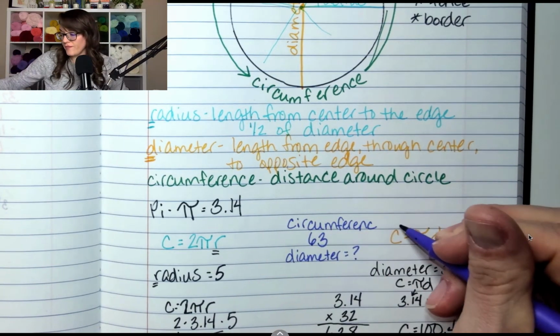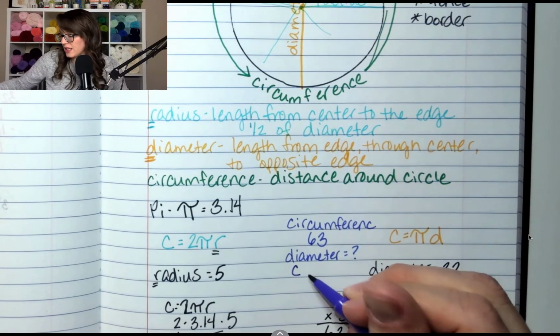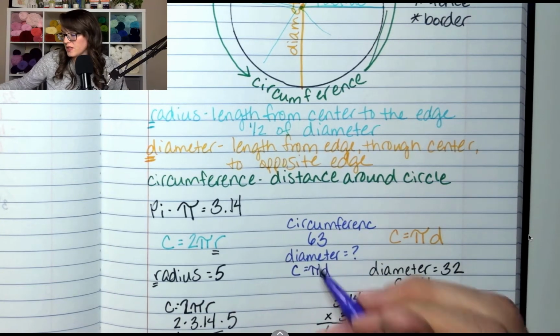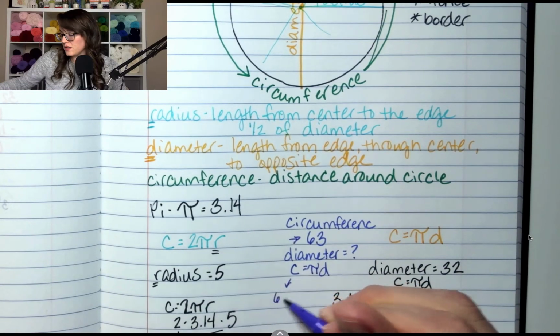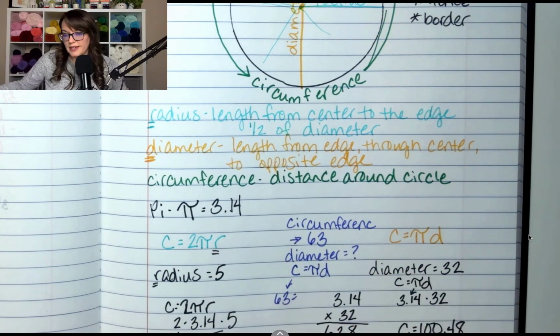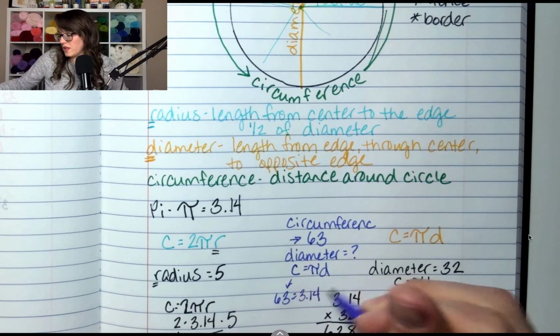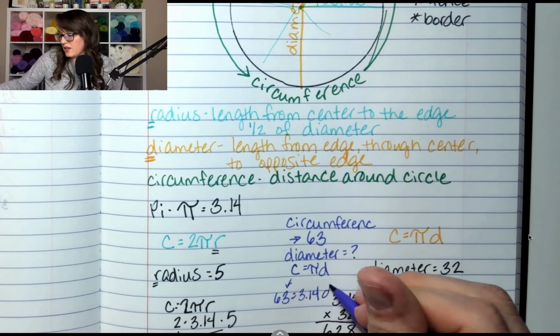So the circumference is 63. So I'm going to write this. Sorry, I'm squeezing this in here. C equals pi times d. So that's the formula I'm going to use. I know the circumference is 63. Do I know pi? Yes, pi is 3.14. Do I know the diameter? No, I do not. That is my unknown.